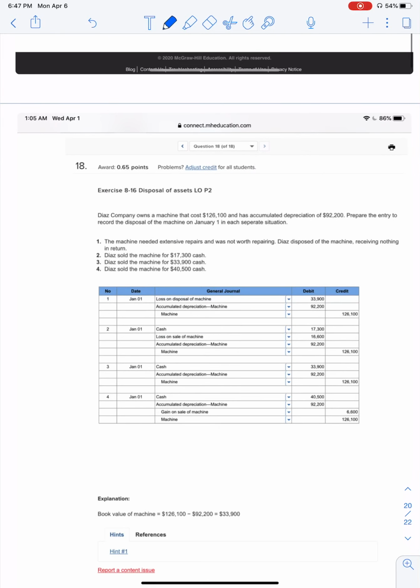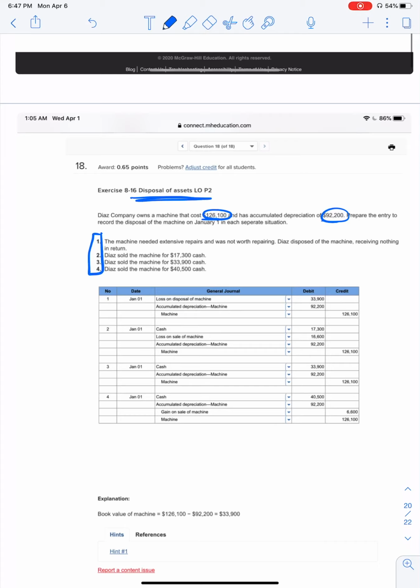And with 18, we're going to look at the disposal of assets. So what happens when we actually sell off or get rid of an asset? And that's what we're going to see here. So we're going to look at this in 4 separate cases. And this question tells us the DS company owns a machine cost $126,100 with accumulated depreciation of $92,200. Prepare the entry to record the disposal of the machine on January 1 in each separate situation.